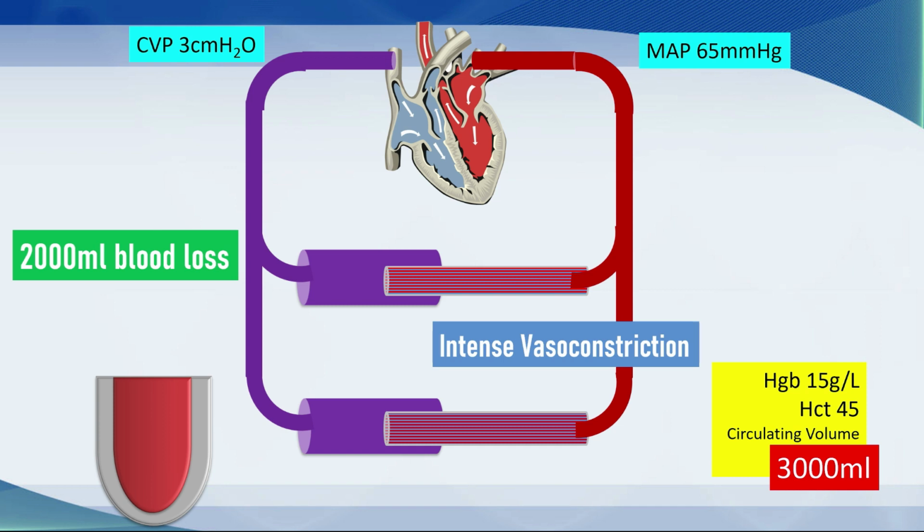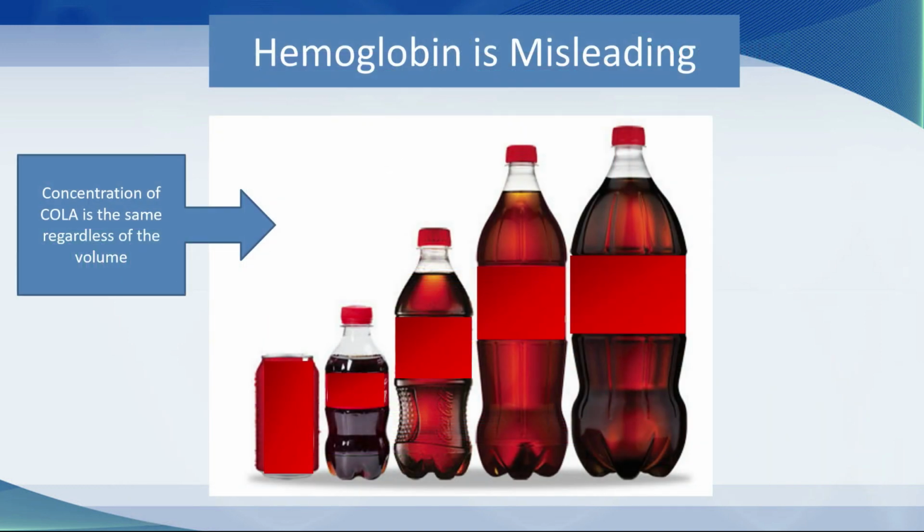Now, you may have noticed that at the bottom here, the hemoglobin didn't change. And if it does change in this situation of pure blood loss, it changes very little because hemoglobin is misleading. It really only tells you the concentration of hemoglobin, or indeed the hematocrit, per unit blood, usually 100 mils.